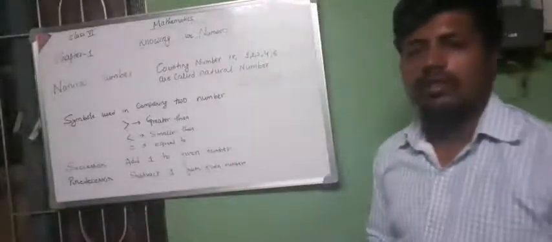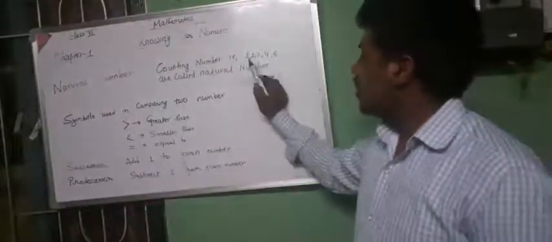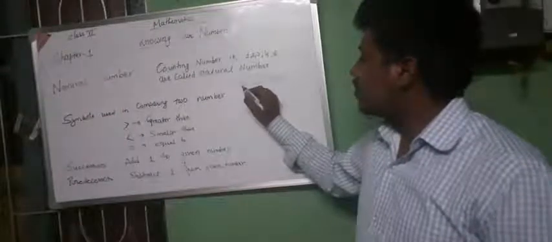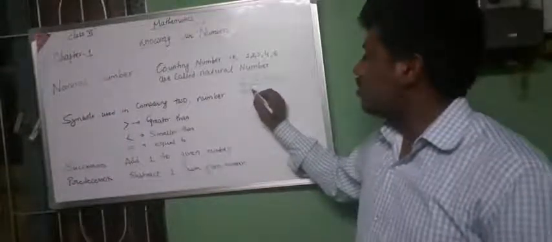But if instead of this sequence, I write 0, 1, 2, 3, 4, 5 and it goes on, then this counting sequence is called whole numbers. The counting numbers which start from 1 are natural numbers, and the counting numbers which start from 0 are called whole numbers.